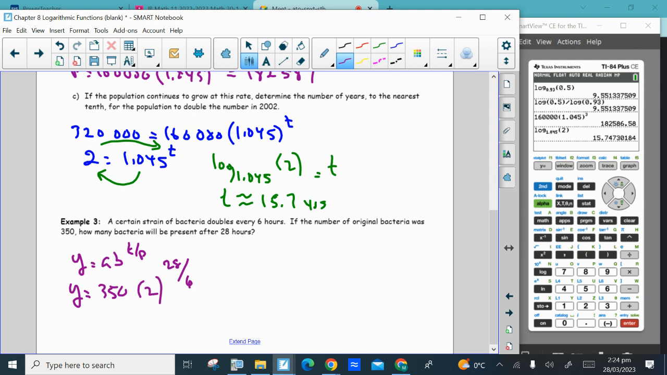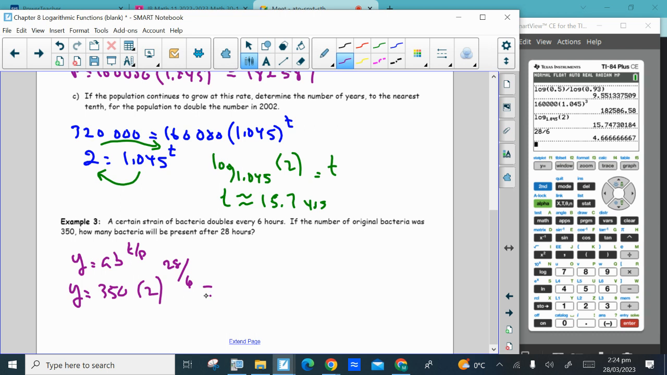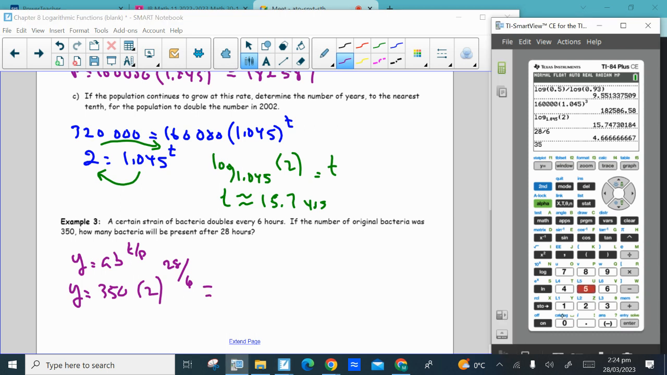If it doubles every 6 hours, then in 28 hours, if we go 28 divided by 6, that's how many times it will have doubled. Right? But we can put this entire expression in our calculator to do it all in one step. You have to put that entire decimal 28 over 6 in there. Right, we went 28 by 6 and we got 4 2/3, 4.6 repeating. If you just put 4.7 in for t, you're going to get a different answer.